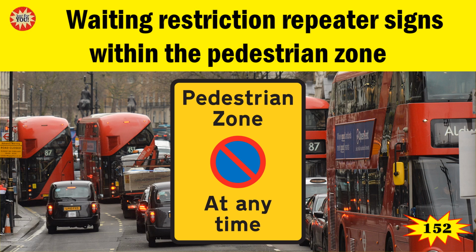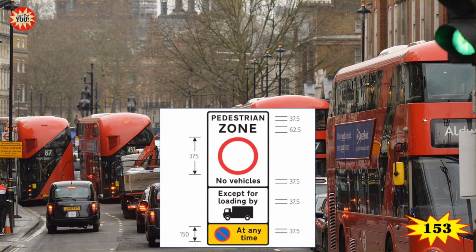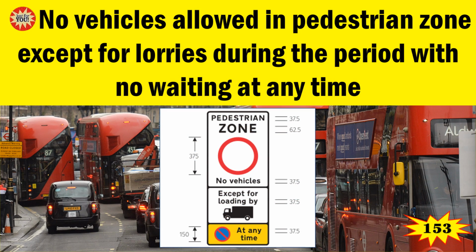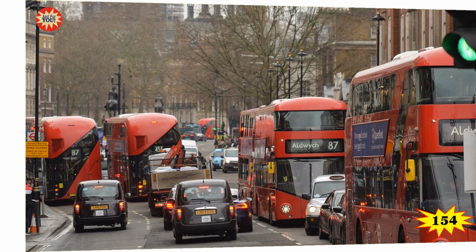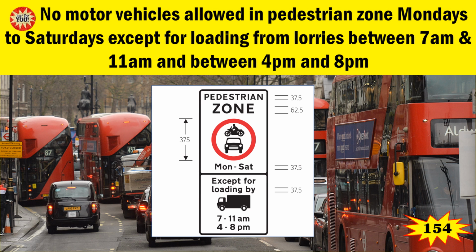Waiting restriction repeater signs within the pedestrian zone. No vehicles allowed in pedestrian zone except for lorries during the period with no waiting at any time. No motor vehicles allowed in pedestrian zone Mondays to Saturdays except for loading from lorries between 7 a.m. and 11 a.m. and between 4 p.m. and 8 p.m.